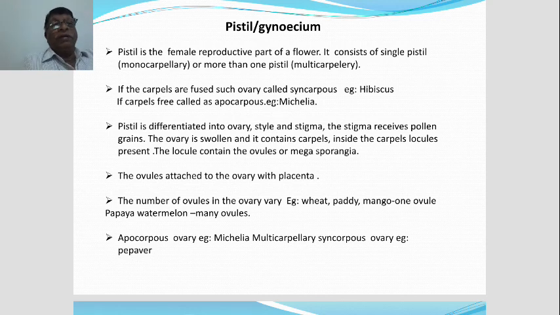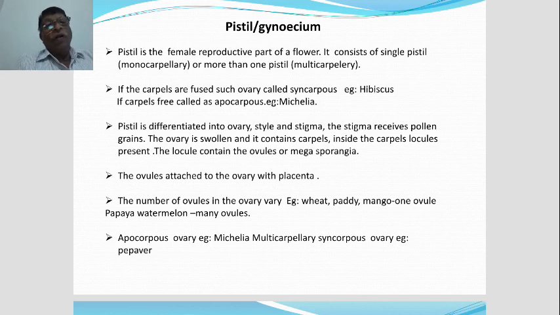The next one is pistil or gynoecium. So far we have seen the male part, anther, pollen grain of flower or angiosperm. Now we shall see the pistil. What is pistil? Pistil is the female reproductive part of a flower.